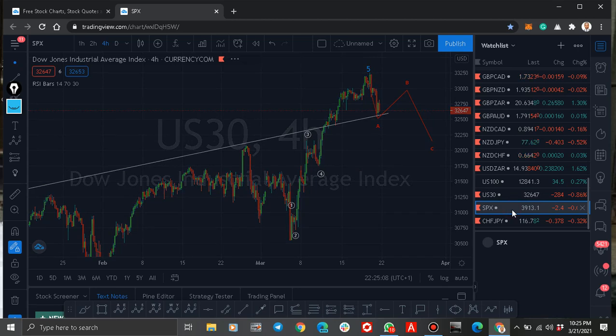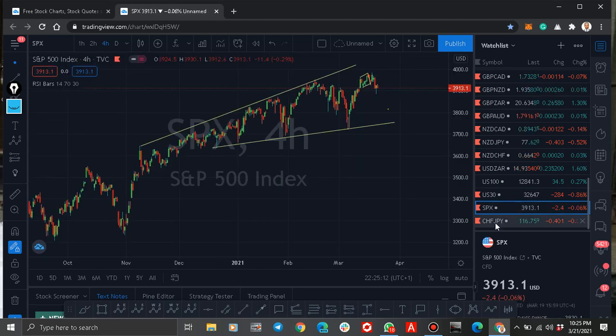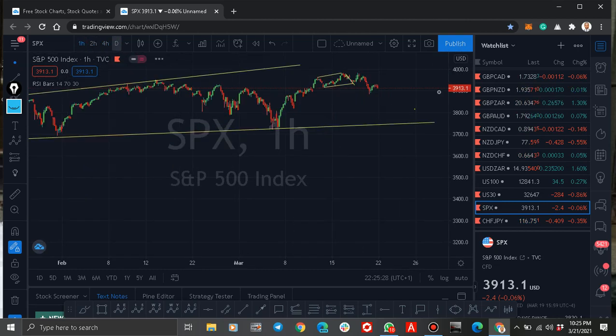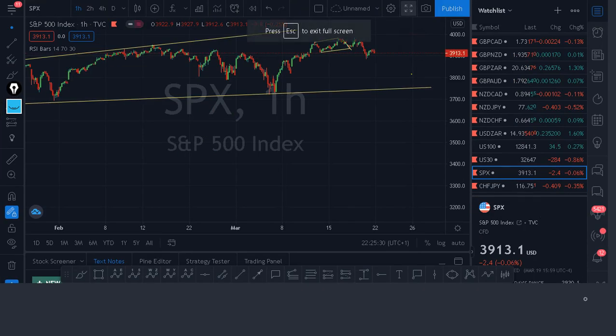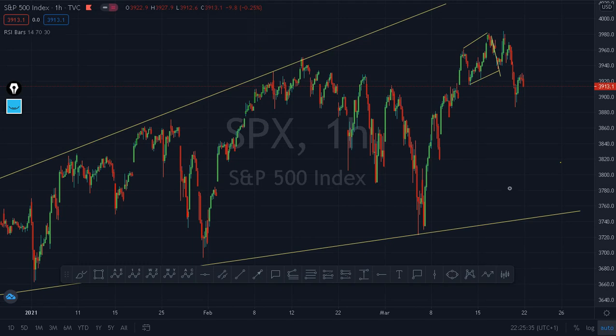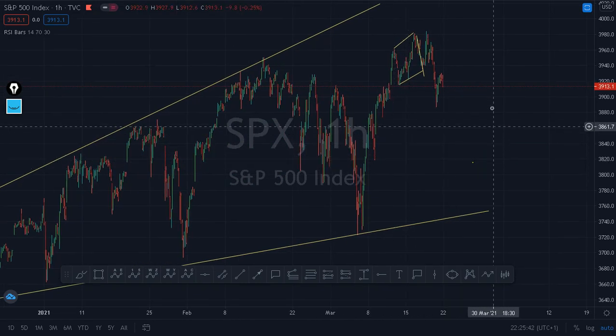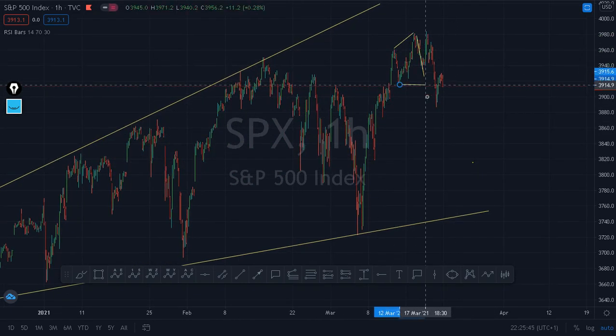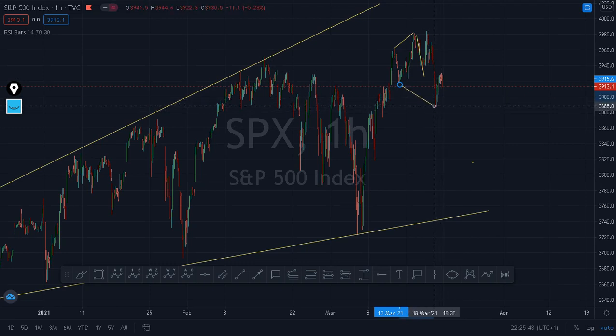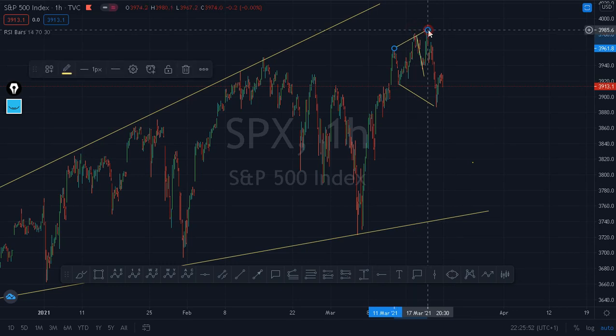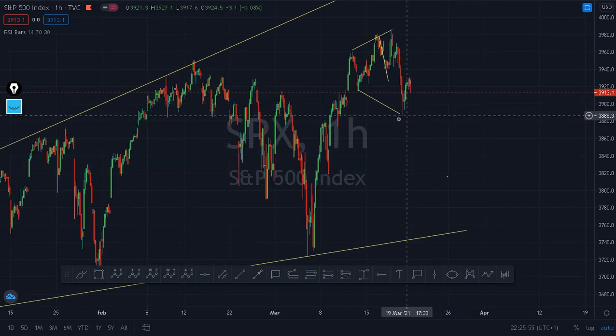Okay, S&P 500. Let's go to 1 hour. Okay. This is either an expanding flat. If it's an expanding flat, the price will continue to go up.